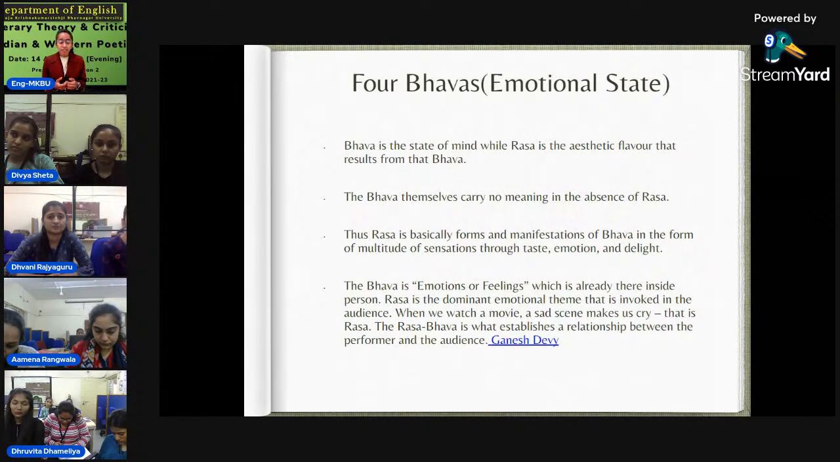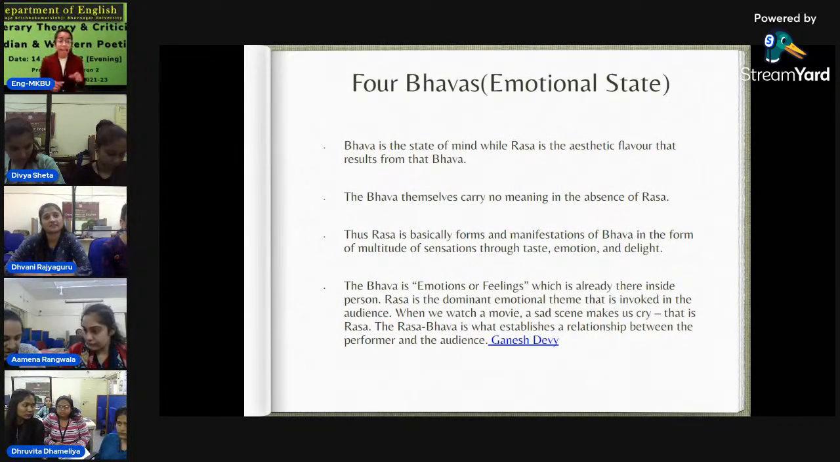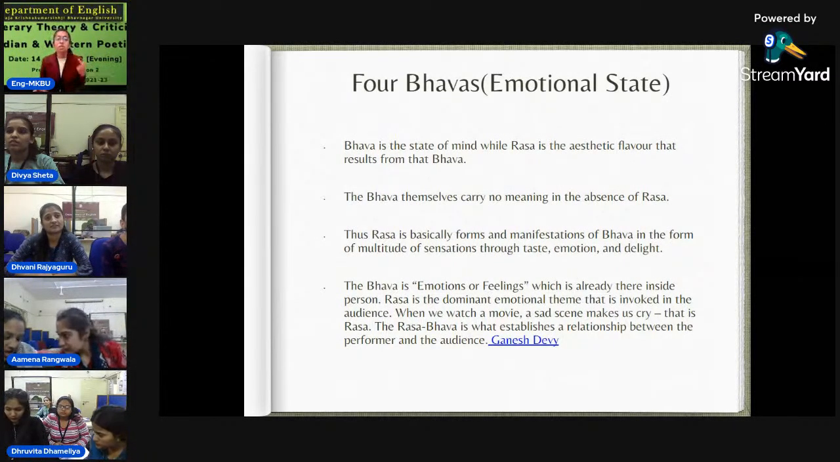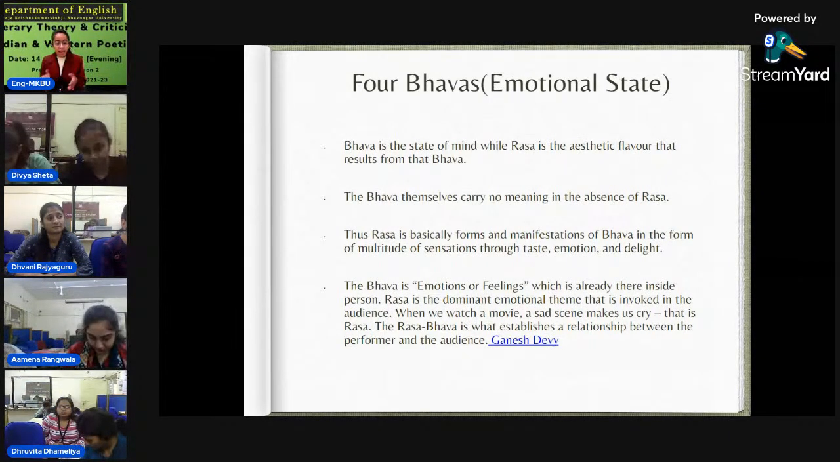Bhav is the emotions or feelings which are already inside the audience or the person. And rasa is the dominant emotional theme that is invoked in the audience, the scene that makes us cry. That is rasa. But how does it happen? Because we have bhava already inside us. So rasa and bhava, both of these, establish a relationship between the performer and the audience.